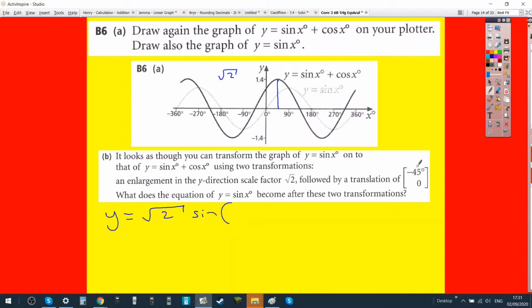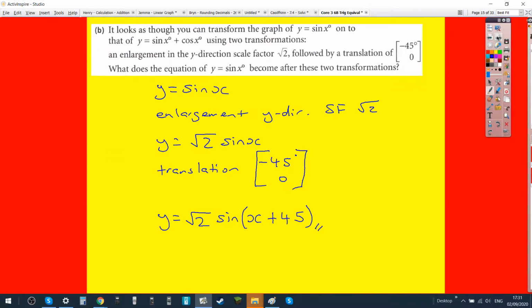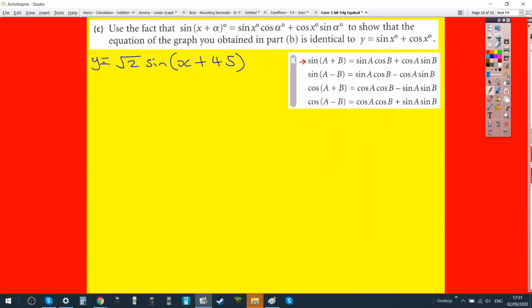I think it might be plus 45 for that bit. Yep, x plus 45. So that's the equation. The Pythagoras bit, the amplitude bit goes there, and then the transformation goes in there.